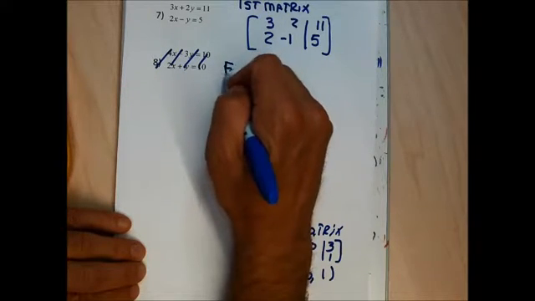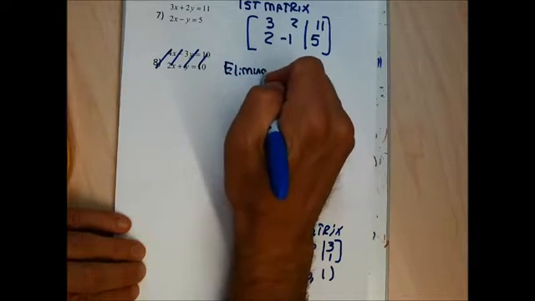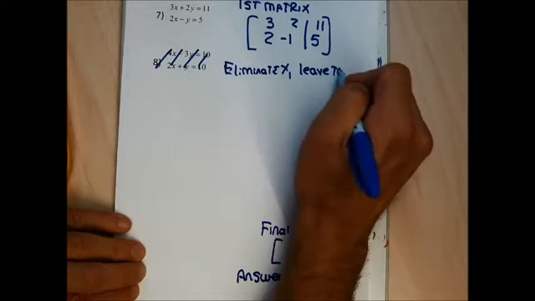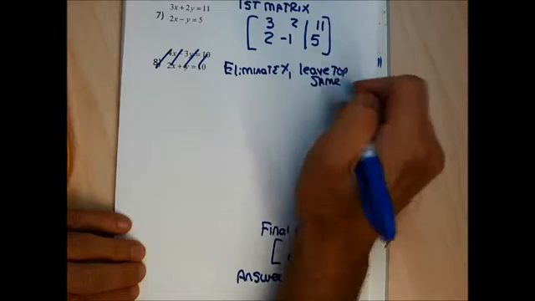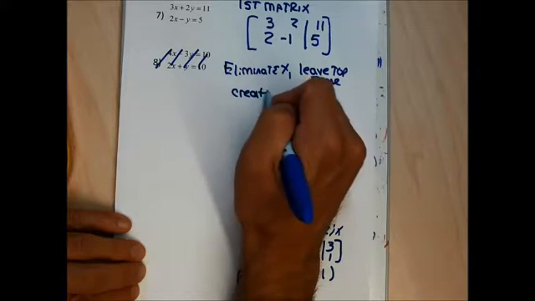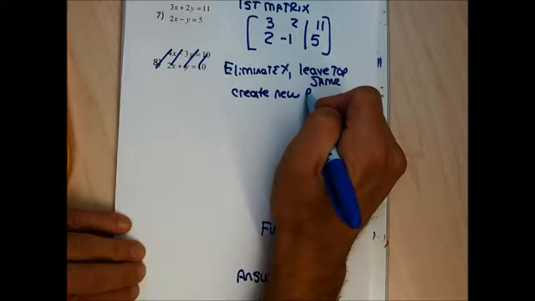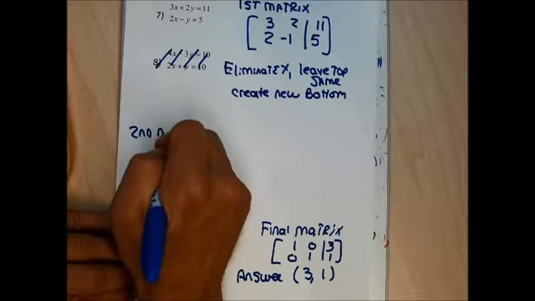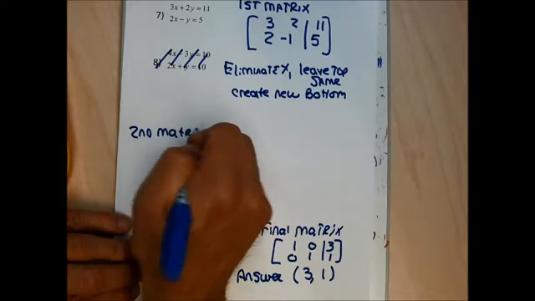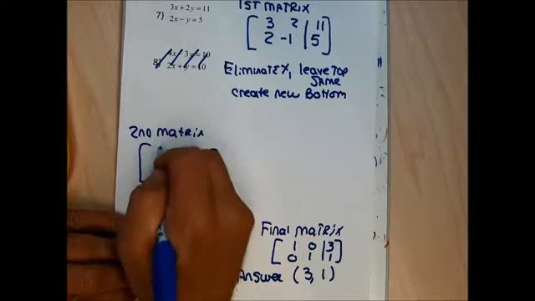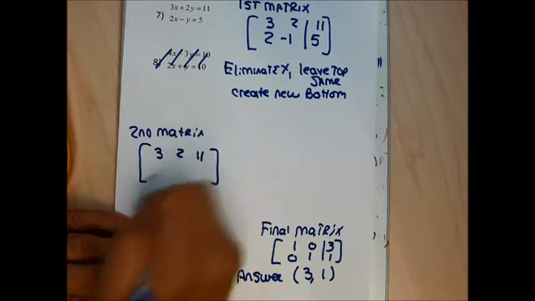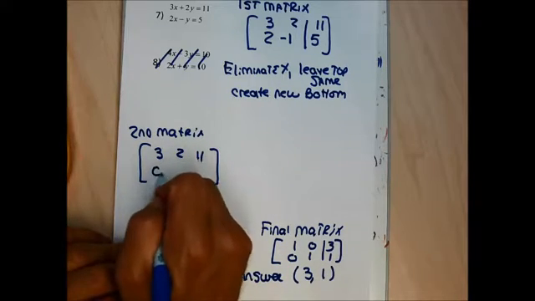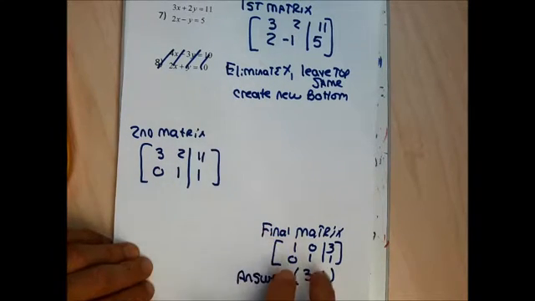So I'm going to eliminate x. I'm going to leave the top the same and create a new bottom row. So for my second matrix, and I need to see every matrix on the test because you can do so much on your calculator, my second matrix is going to have a 3, 2, and 11 for the top row. The bottom row should be 0, 1, and 1.